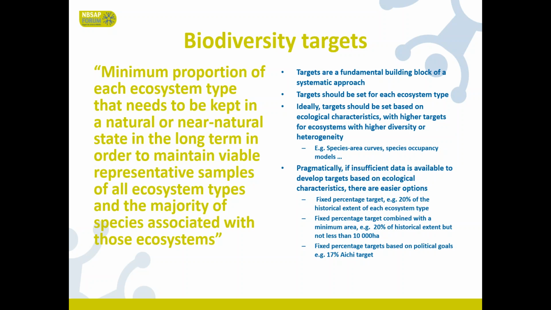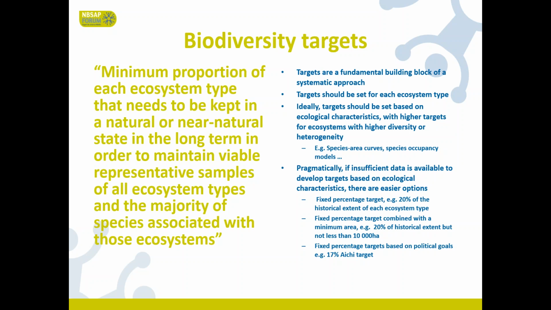We need to set our targets for each ecosystem type. We can do this in a really intensive way or quite quickly. In an ideal world, one would be setting targets based on ecological characteristics. You'd be setting higher targets for your special systems and lower targets for the less special, less diverse, less heterogeneous ones. You might be using things like species area curves or occupancy models or any of a whole range of methods for setting these targets.